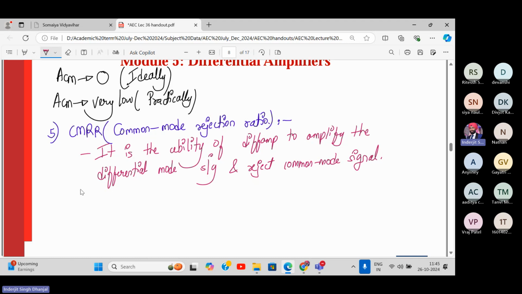Okay. Mathematically also we can write a definition. So we can write, it is the ratio of differential mode gain to the common mode gain.